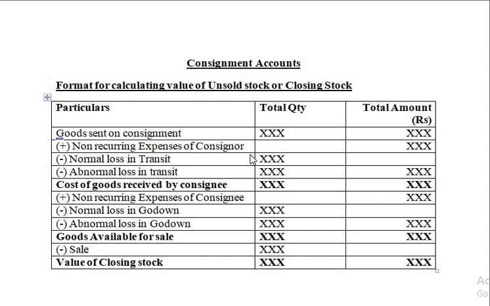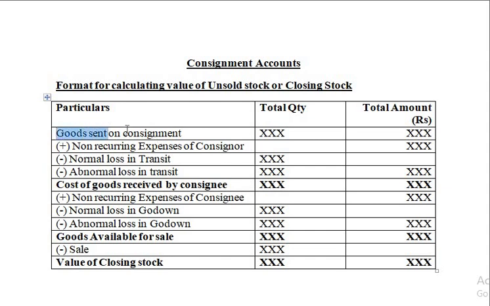In this video, I am going to explain how to calculate the value of unsold stock or the value of closing stock on consignment. For calculating the value of unsold stock, we need to follow this format. Let's go through the format.